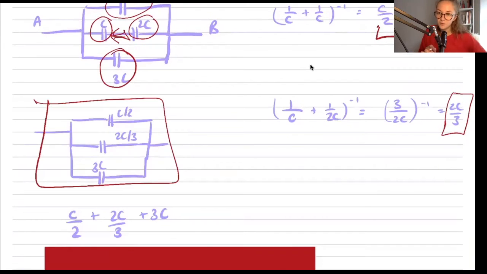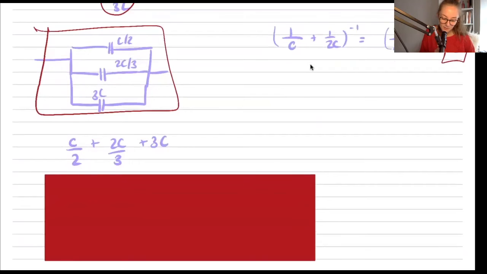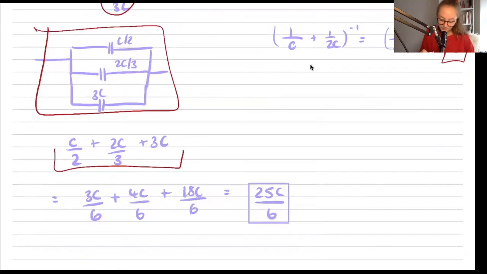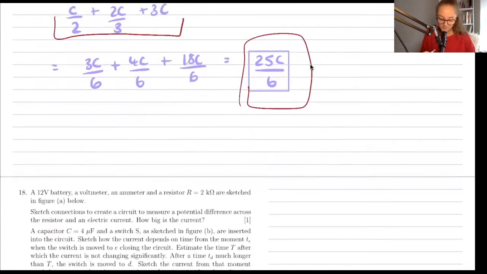This is our new redraw for the 3 branches. And then we have the easy job of adding these in parallel. So we just add these up, how we would add resistors in series. C over 2 plus 2C over 3 plus 3C. Made all the denominators 6, and then add them up to get 25C over 6.